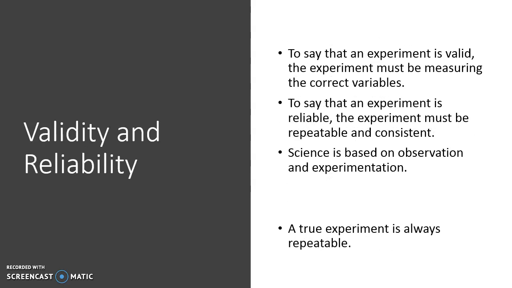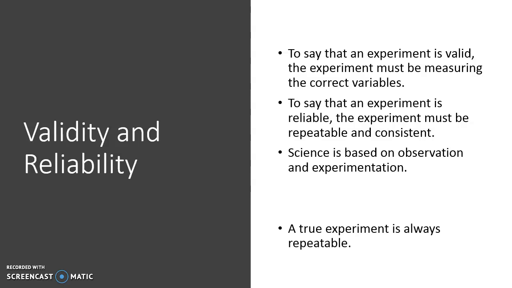Validity and reliability are two very important things in academic studies. To say that an experiment is valid, the experiment must be measuring the correct variables. To say that it is accurate, the results of the experiment must be more or less the same. To say that the experiment is reliable, this is very close to accuracy, the experiment must be repeatable and consistent.